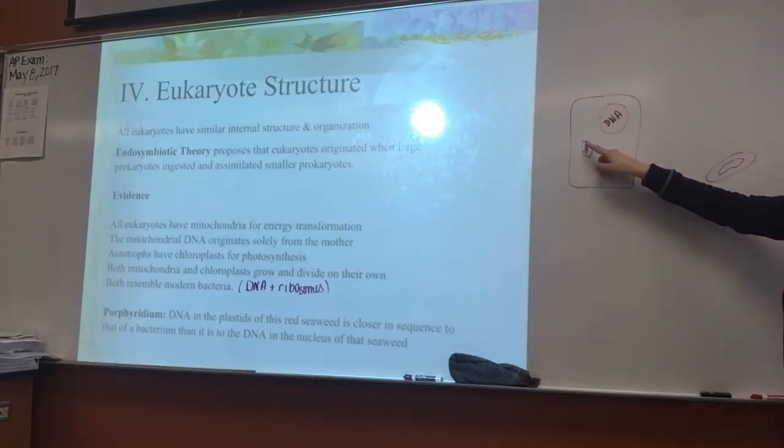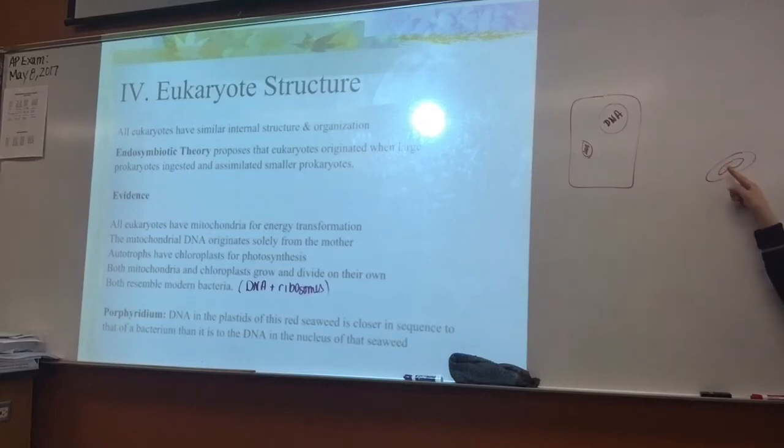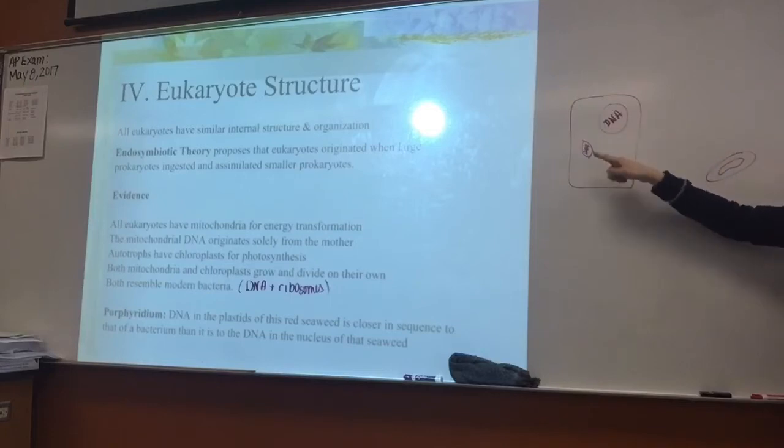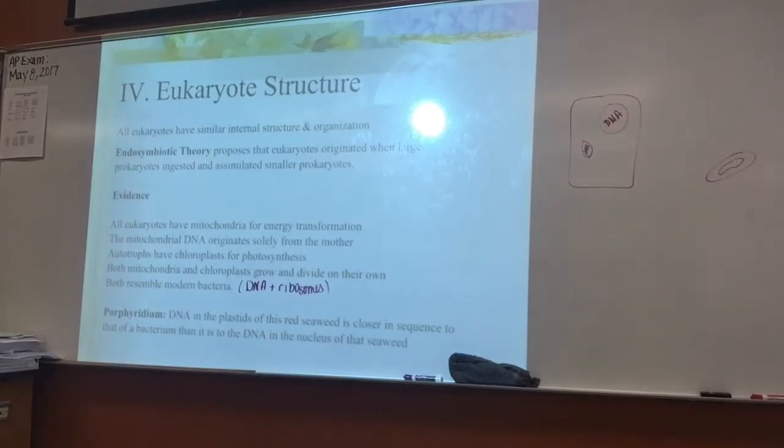And so what they found in sequencing and comparing the DNA, looking at the DNA in the chloroplast, is that it actually more resembles a bacteria cell's DNA than the DNA in the actual plant cell itself. All right, and so therefore, another piece of evidence of symbiosis.